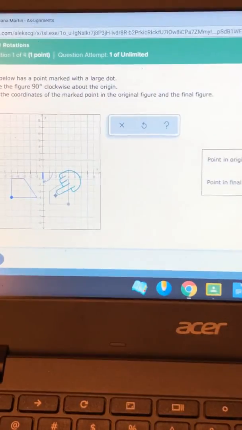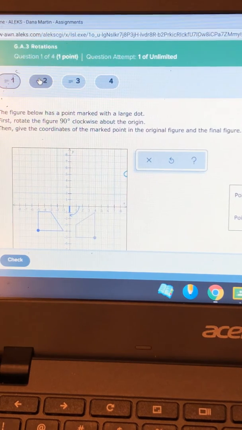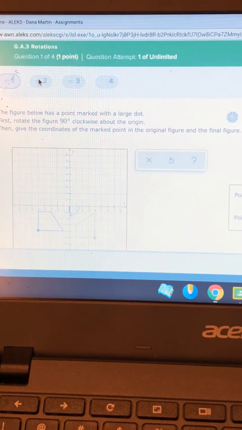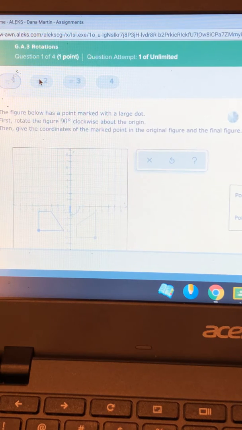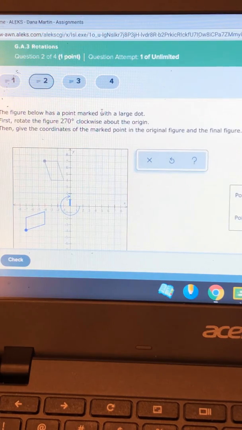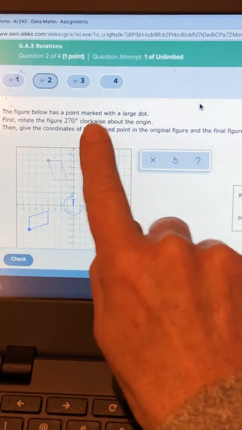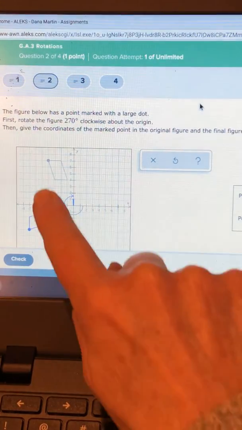All right, next. This is gonna go hopefully a little faster than my first video did anyway. So we're gonna go to number 2. All right, and it's gonna be one that's just like this one, where you have to use the little hand, grab the shape, and move however many rotations they ask you to do. Okay, number 2 is this one. They want you to rotate the figure 270 degrees clockwise about the origin, meaning clockwise goes this way.